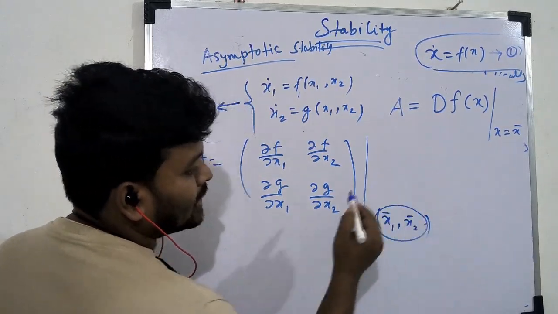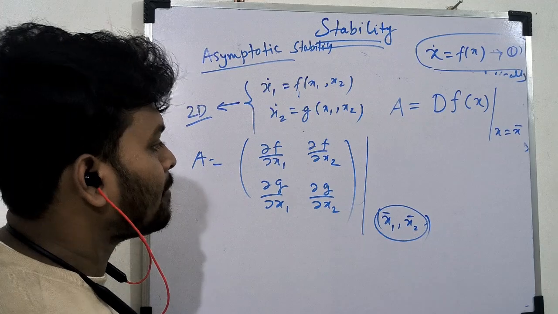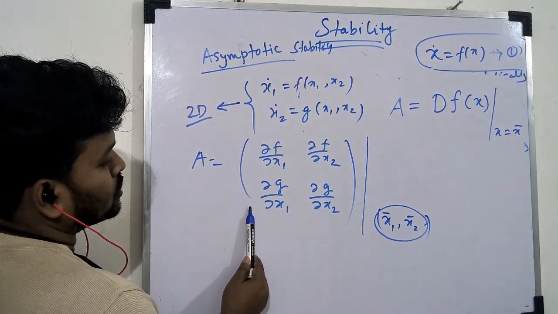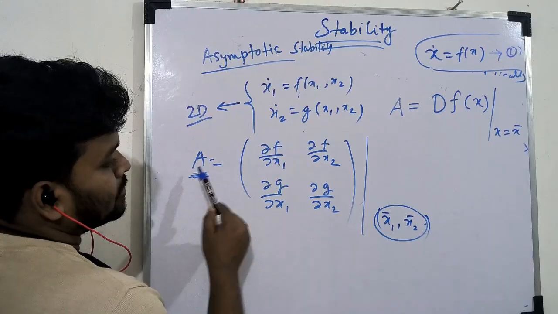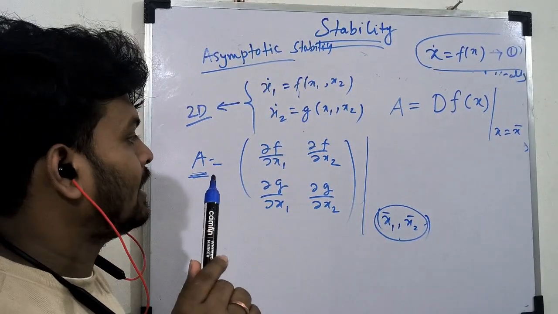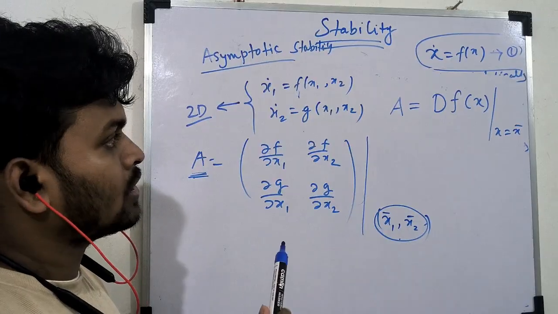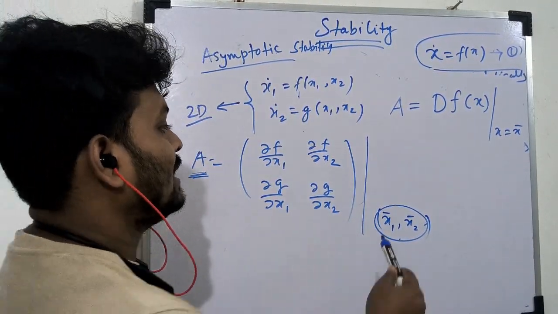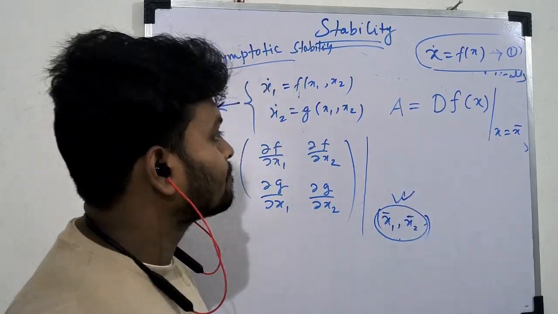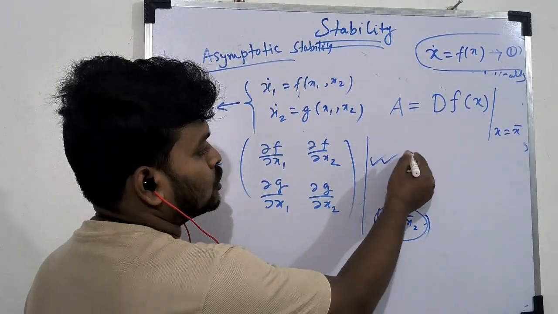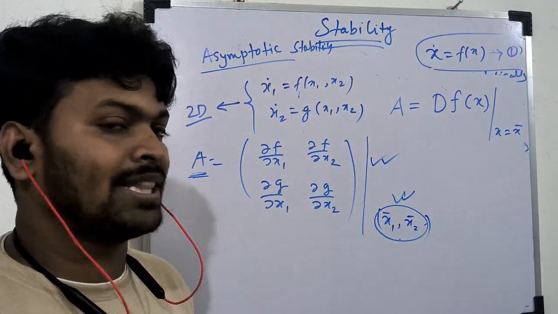This equilibrium point is called asymptotically stable if the eigenvalues of this Jacobian matrix evaluated at this point are negative real numbers or complex eigenvalues with negative real parts. If this happens, then we say this equilibrium point is asymptotically stable. All eigenvalues of the Jacobian matrix should be negative or have negative real parts.